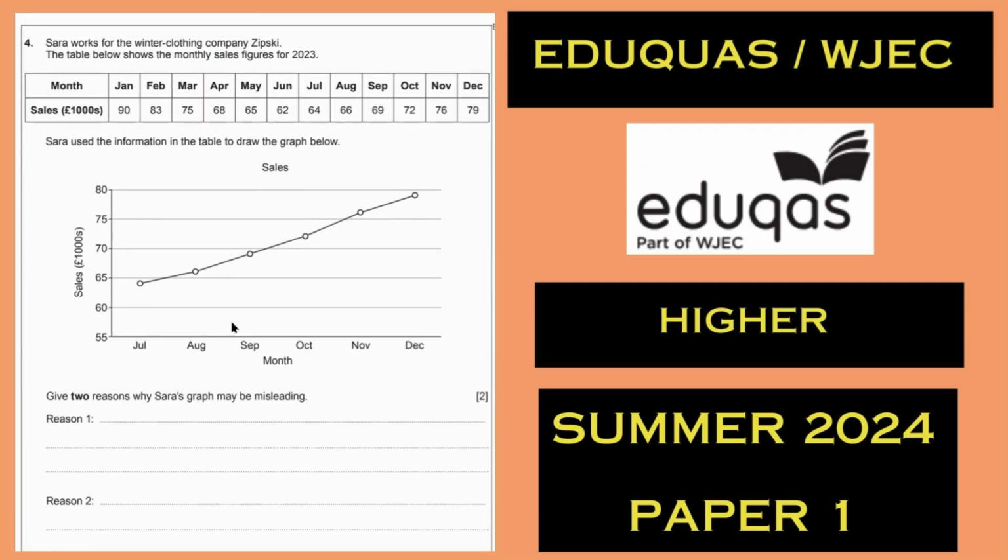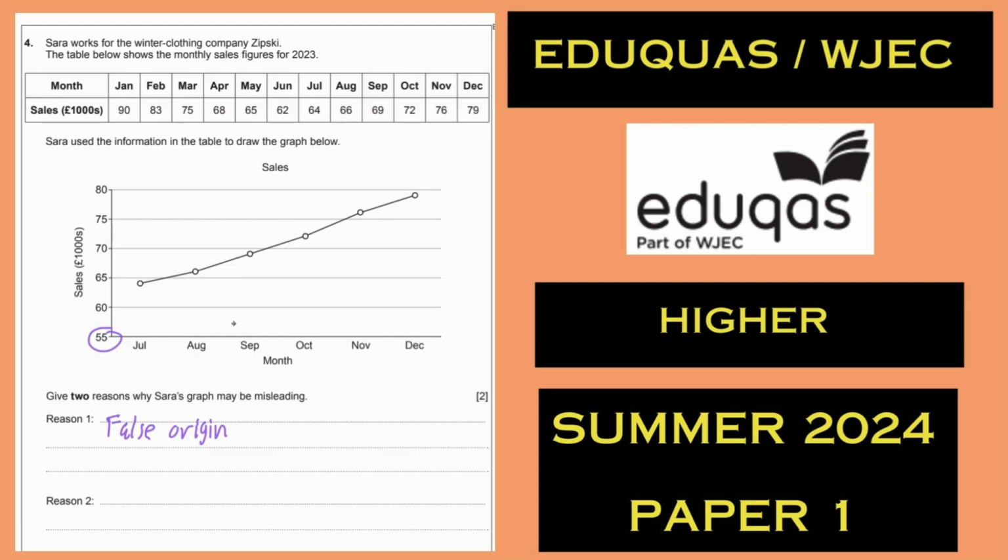Number 4. Give 2 reasons. I'm not going to read through the scenario. Give 2 reasons why the graph is misleading. Well, firstly, the y-axis starts at 55. In the olden days when I was at school, it was called a false origin. Seems like that phrase has died out now, but I'm going to stick with it because I'm old and I'm too old to change now.